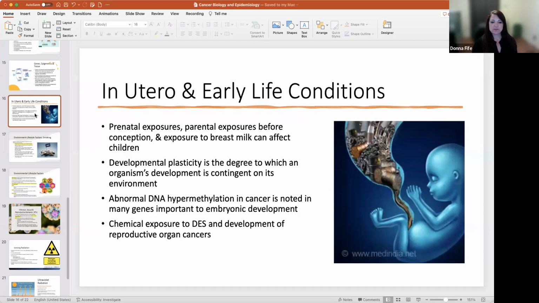Chemical exposure to something like DES and the development of reproductive organ cancers. That's an example to think of there. Moms who are given DES to prevent miscarriage early on in pregnancy, often their offspring end up having reproductive organ cancers later on in life.